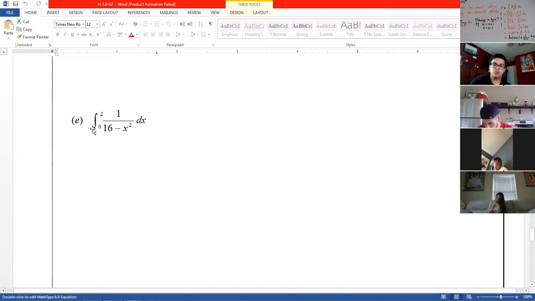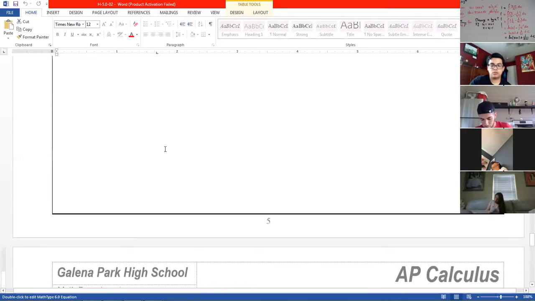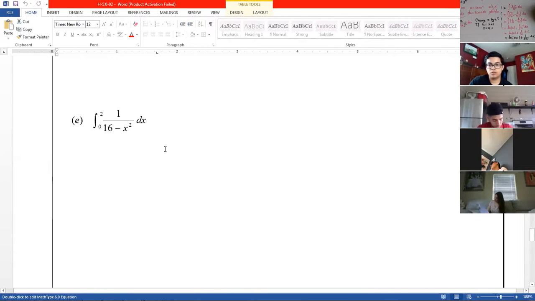We can try F, E in page 5, but we don't have to get it right. Possibly you can try F, but we don't have to get it right. But this is trigonometric substitution. It's no longer in the scope and sequence of calculus AB.